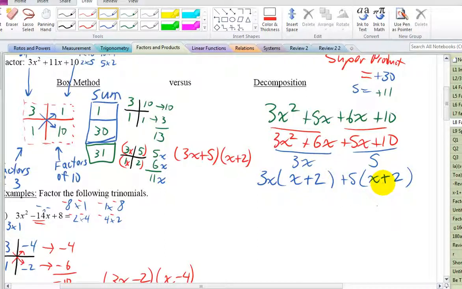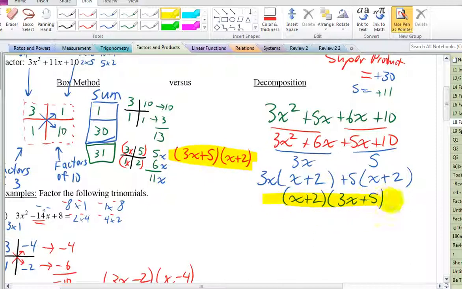Now this type of factoring is just like our bonus question. So x plus 2 is your GCF and 3x plus 5 is the other factor. Notice how they are the same now. 3x plus 5, x plus 2. It doesn't matter which order I write them in. They are exactly the same. Notice how with 6x plus 5x, the box method is just finding it a different way.